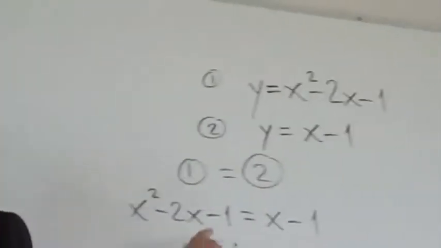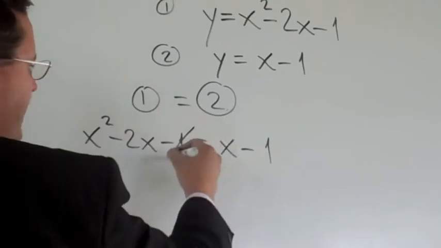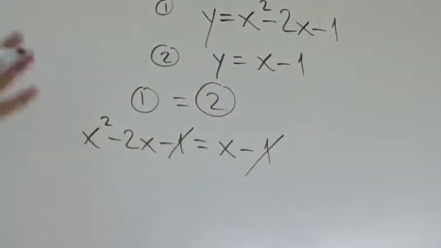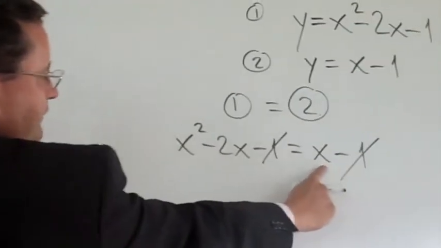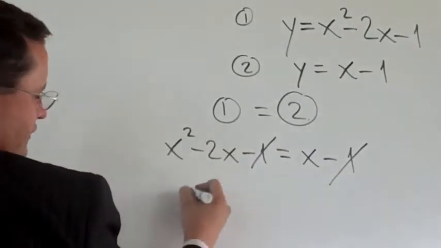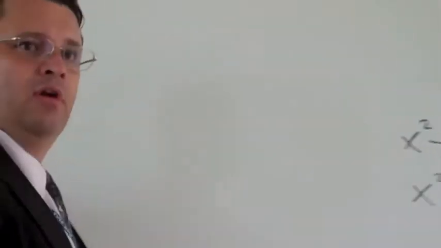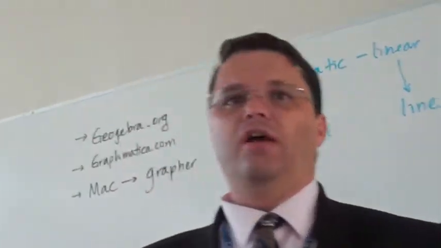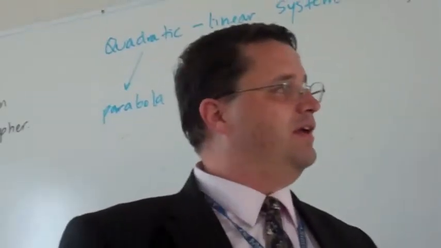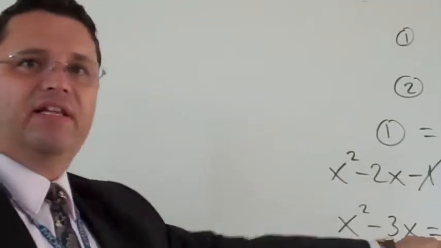Now, do you agree that I can cancel out these negative ones? Yes, because we have them both, they're the same and they're on opposite sides of the equality. And then we can send this x as a negative x to the other side. We will have x squared minus 3x equals 0. Now, that is one type of quadratic equation which is not a complete quadratic equation. It's lacking the independent term.